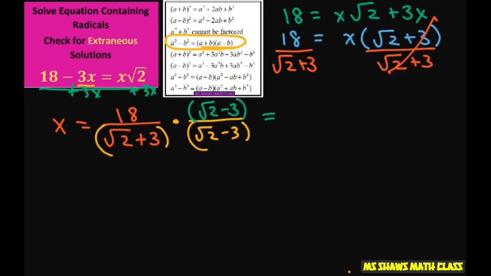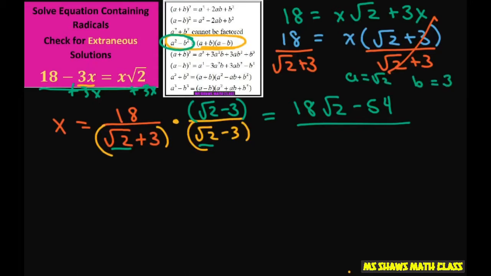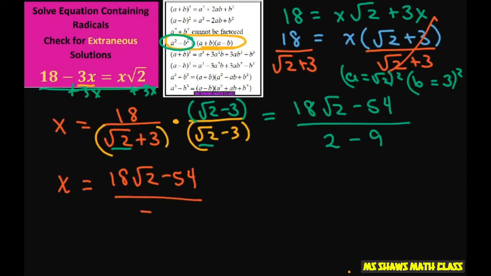So when you multiply the numerator, you're going to get 18 square root of 2 minus 54. And the denominator is easy because you just square your a. In this case, your a is square root of 2 and your b is 3. So just square them and subtract. You get 2 minus 9. So our answer is x equals 18 square root of 2 minus 54 divided by negative 7.